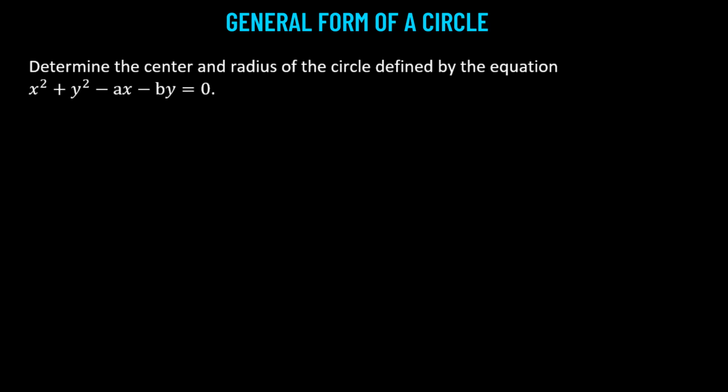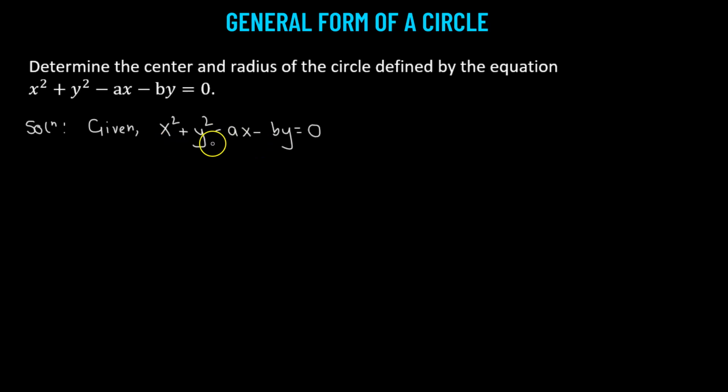So in this problem, we need to determine the center and the radius of a circle, which is defined by the equation as given here. So we'll begin with our equation of the given circle. Here we have x squared plus y squared minus ax minus by equals 0. Now this equation is given in the general form.